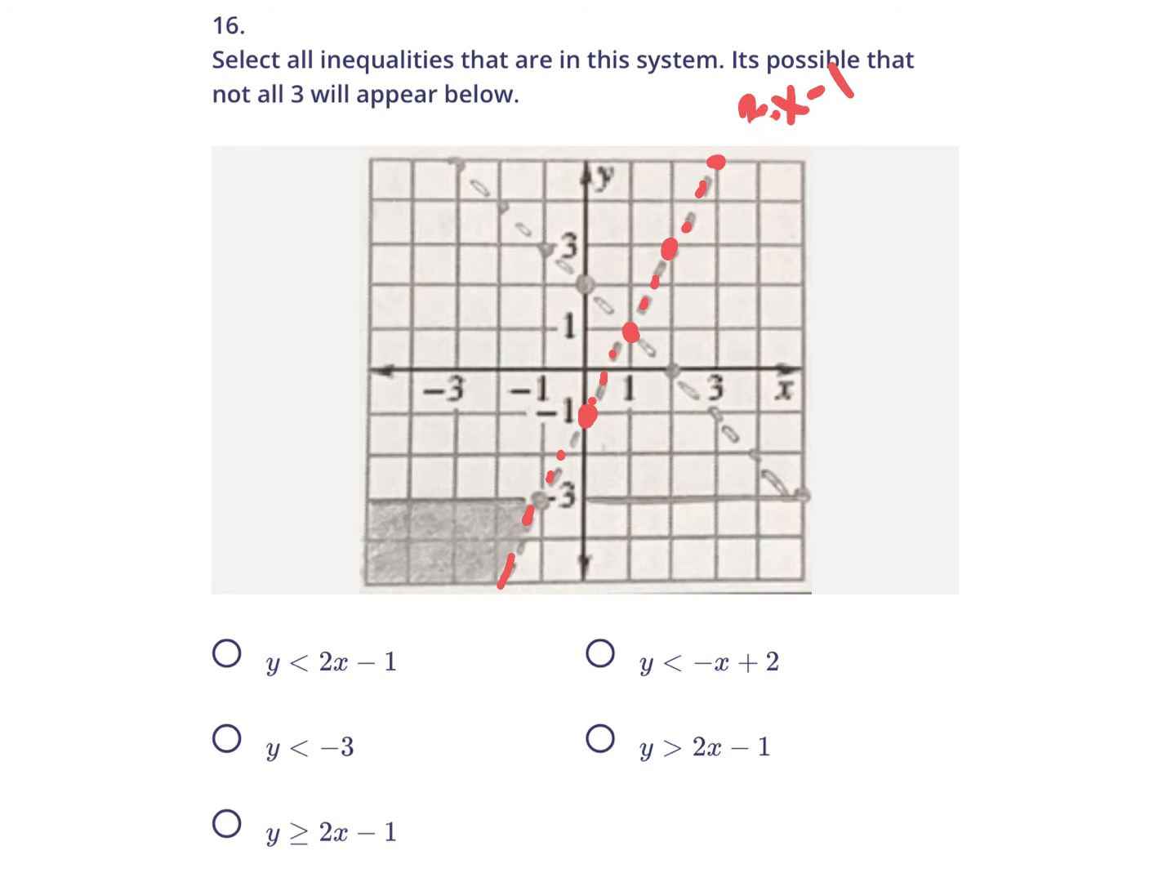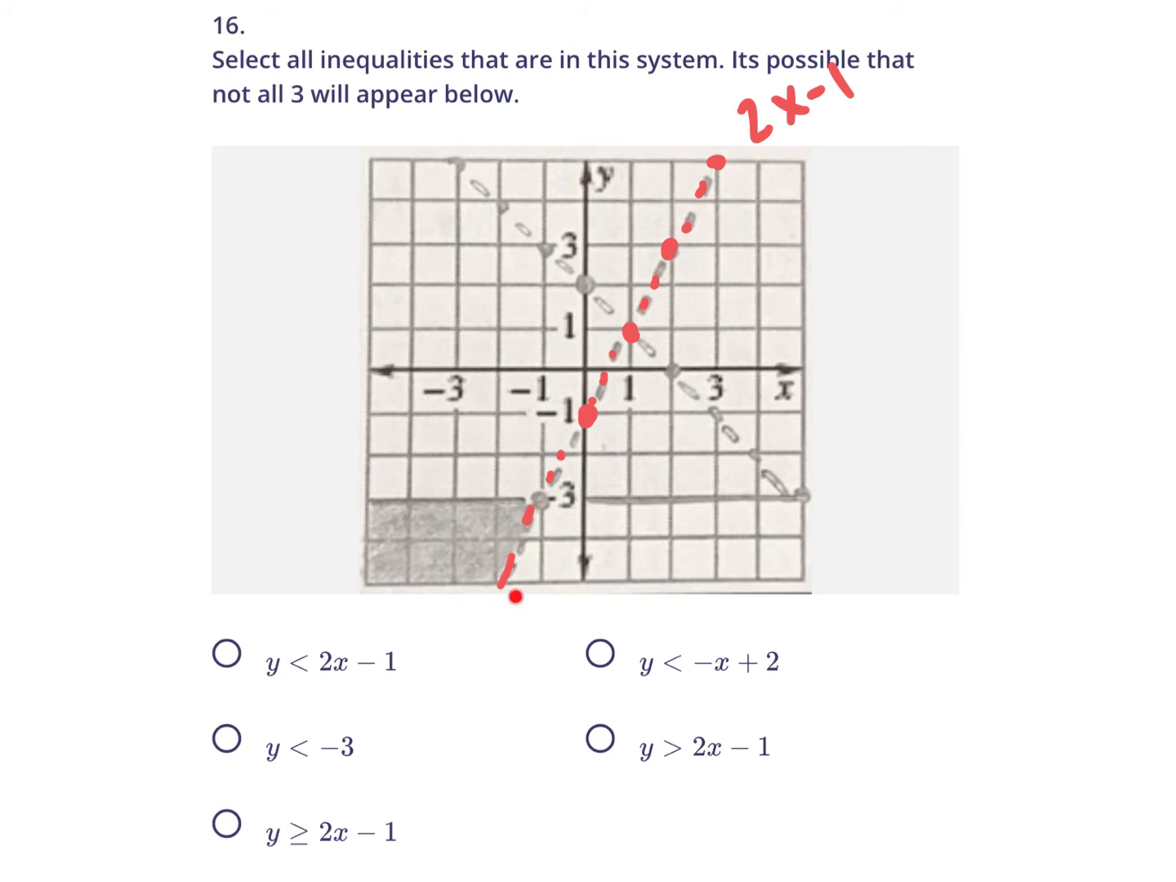We could just write it as 2x, and that's what I'm going to do. Now normally, if it were just a line without shades, then it would be y equals 2x minus 1. But we could see that there is shading involved. So the question is, do we shade above this red dotted line or below this red dotted line?